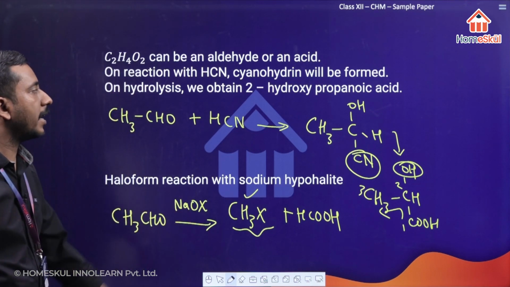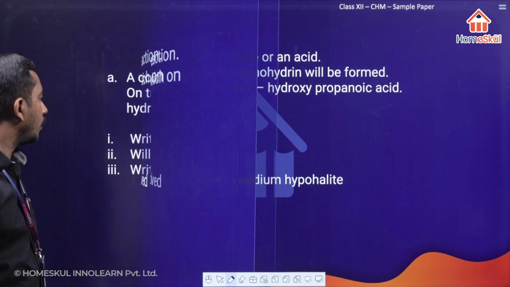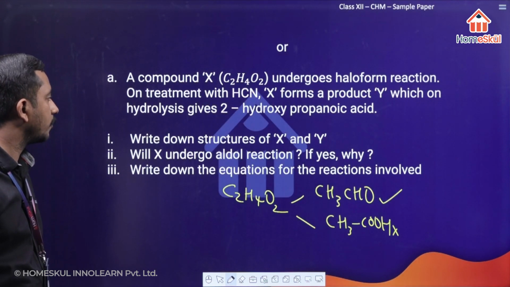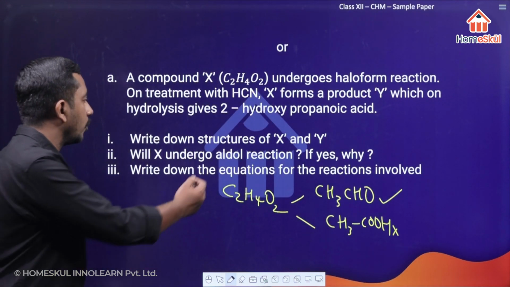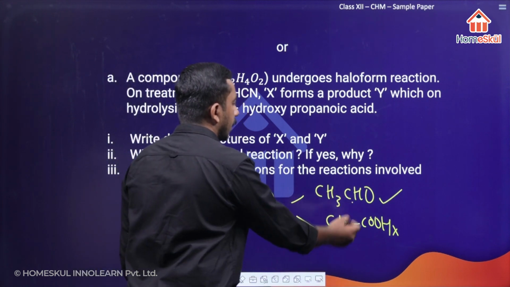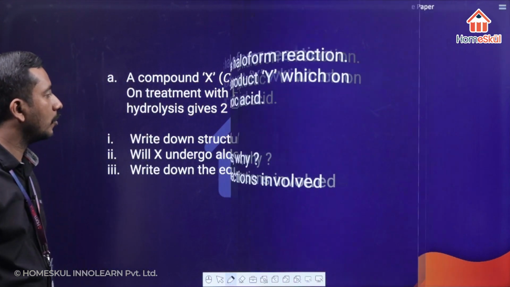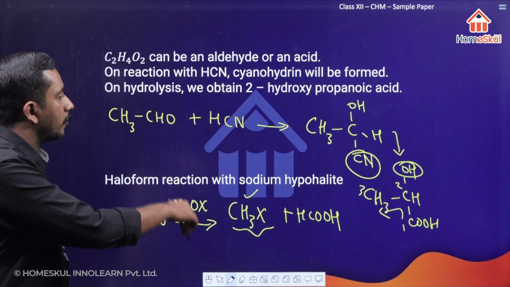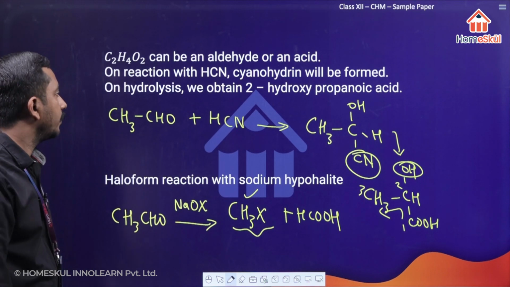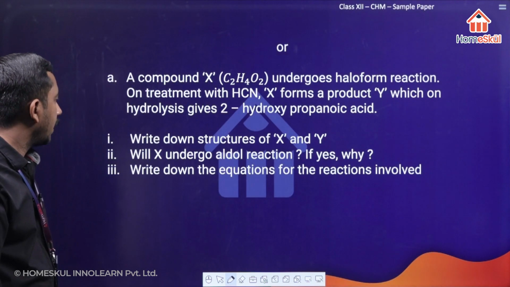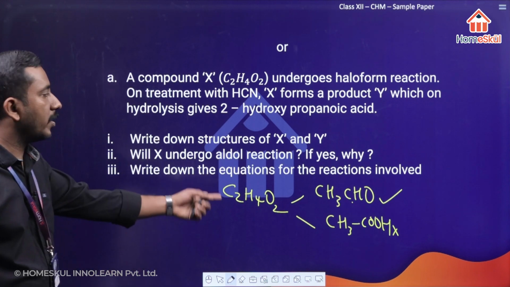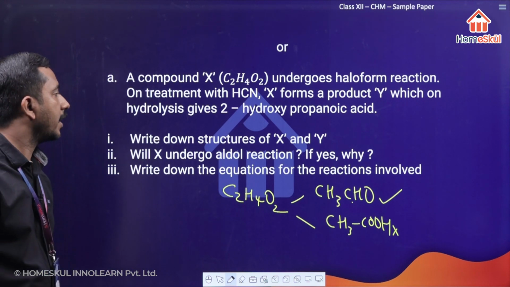So this is a series of reactions that is happening. So we have drawn the structures of X and Y. So we now know that X is ethanaldehyde, and we also got the structure of the cyanohydrin, that is Y. And then we wrote the corresponding equations where the reactions are involved.